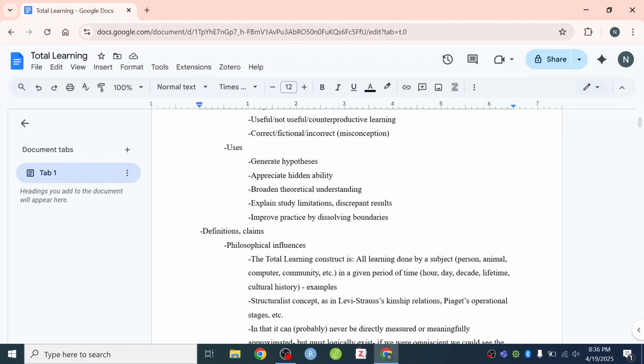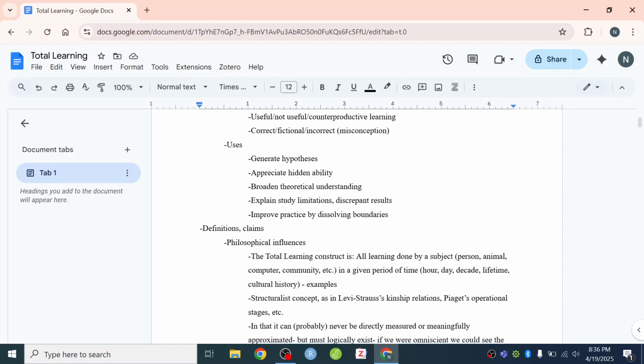So, okay, let's start with the core definitional claim of total learning mentioned before. And as we give that core definition, we'll also talk about the philosophical influences that have informed the construction of total learning as a named concept in my head. Again, to restate that basic definition, the total learning construct is all learning done by a subject, and this could be a person, animal, computer, community, etc., in a given period of time. This could be an hour, a day, a decade, a lifetime, a cultural history.